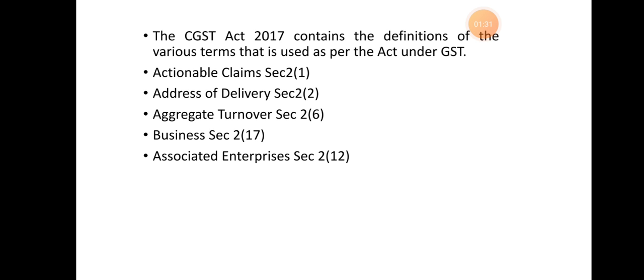The GST Act contains various definitions. And already in my earlier classes I have given lectures or explanations on actionable claim, under section 2 subsection 1, address of delivery, section 2 subsection 2, and aggregate turnover, that's section 2 subsection 6. We will continue with the remaining two definitions, that is business, given under section 2 subsection 17, and the associated enterprises, section 2 subsection 12.